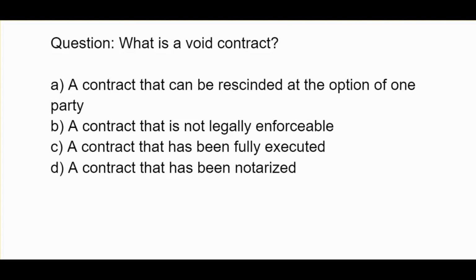What is a void contract? A, a contract that can be rescinded at the option of one party. B, a contract that is not legally enforceable. C, a contract that has been fully executed. D, a contract that has been notarized.